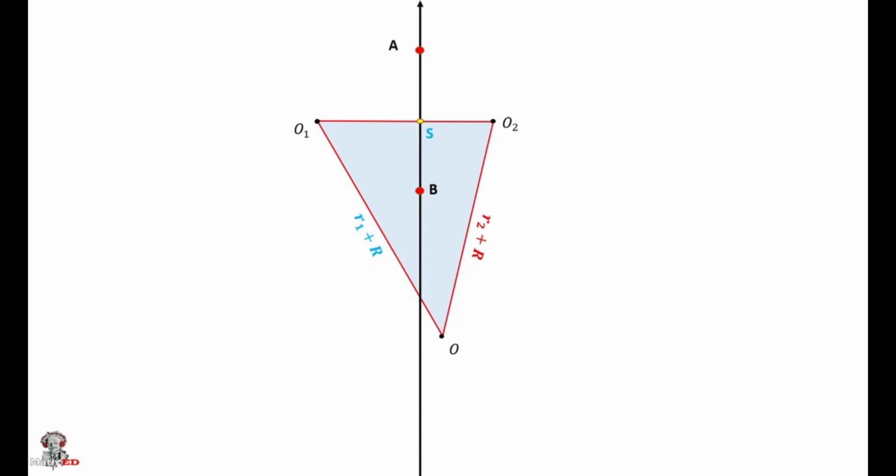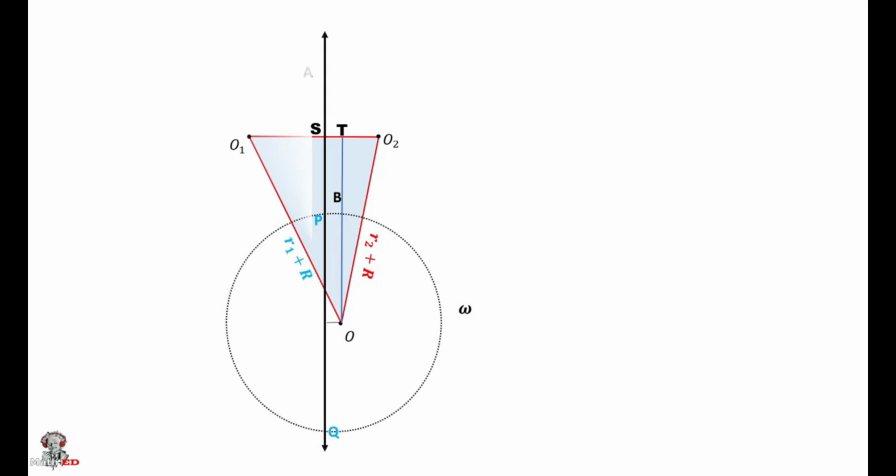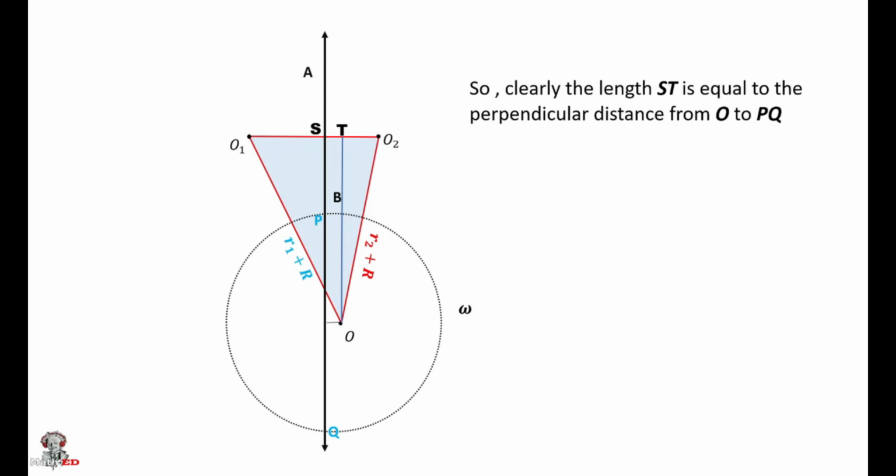And now I should make a construction: I drop a perpendicular from O to O1O2, and let the foot of the perpendicular be T. And in this diagram, see that the distance ST is actually the perpendicular distance of PQ from point O. Now it's pretty easy to see that ST can be written as OQ cos 60 degrees, which is exactly equal to OQ by 2, which means capital R by 2.